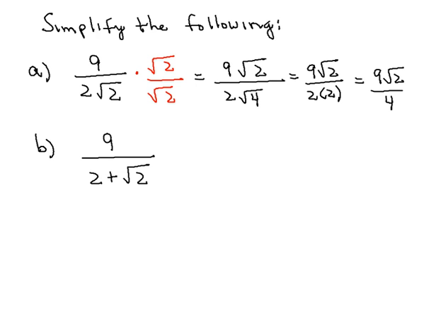Now the trick here is to multiply the top and bottom by the conjugate of the denominator. Now do you remember what a conjugate of a binomial is? We talked about that a while back, and it's simply a binomial with the same terms but with the opposite sign between the terms. So what we'll need to do here is to multiply then the numerator and denominator by 2 minus the square root of 2.